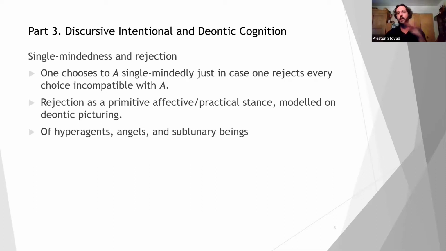But nevertheless, it's useful to model deontic cognition as if the kinds of mental states were ones that we could adopt. So hyperagents is the term I use to characterize the agents that are involved in planning.